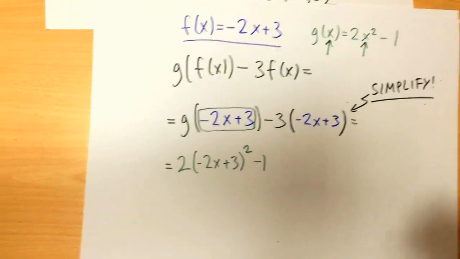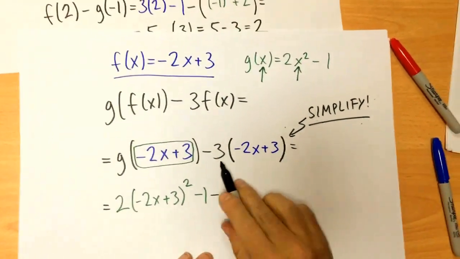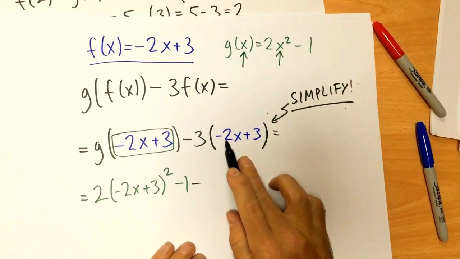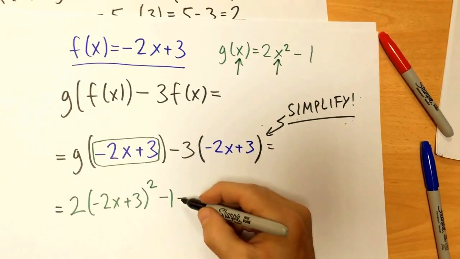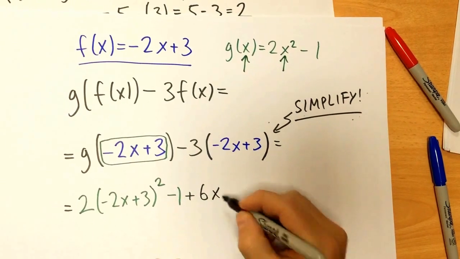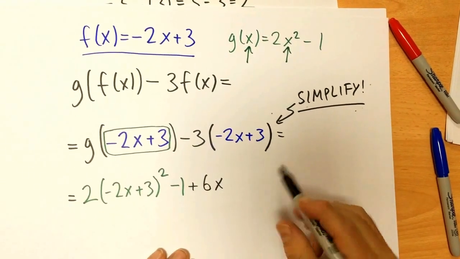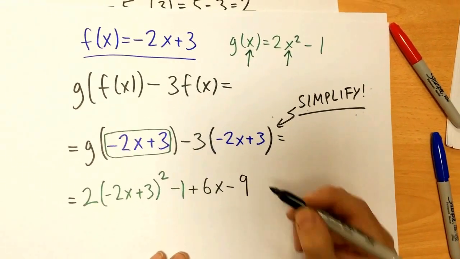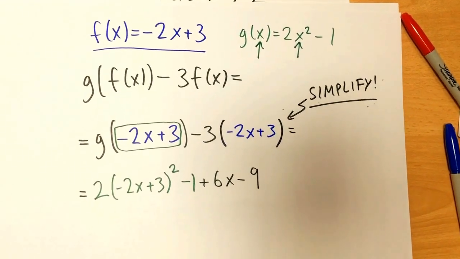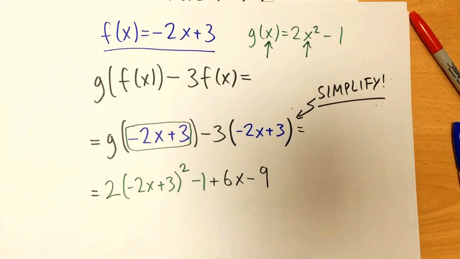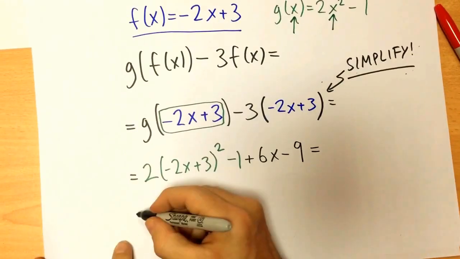Okay, so I have minus 3 on this side. I have minus 3 times negative 2x plus 3. So I'm going to do that. Negative 3 times negative 2x, that's plus 6x. Negative 3 times positive 3, that's minus 9. So that part was a little bit easier, let's say. Okay, I have a small simplification to do.